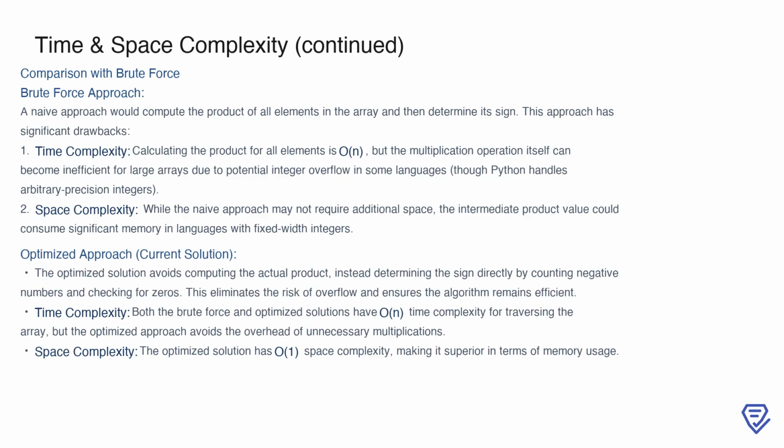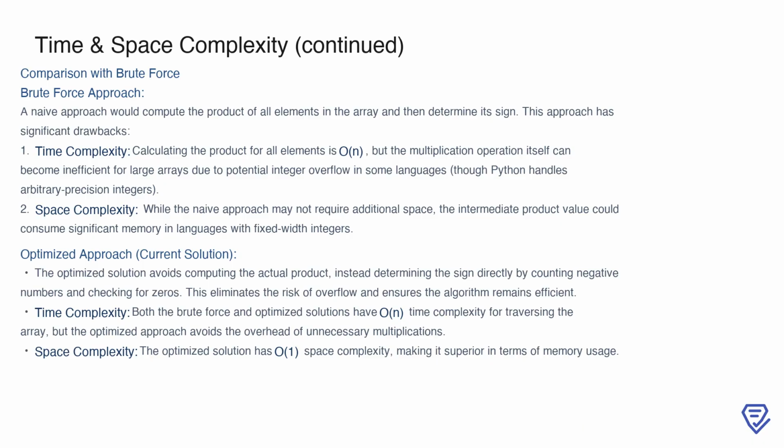For large arrays, there's a risk of integer overflow in languages with fixed-width integers, even though Python manages arbitrary precision integers. In terms of space, the brute force method may not require additional memory, but the intermediate product value could still consume significant memory resources in some cases.